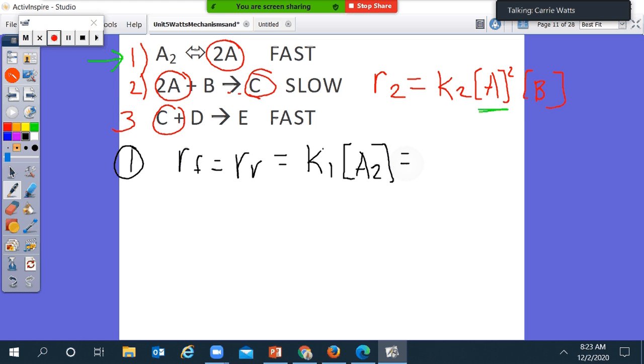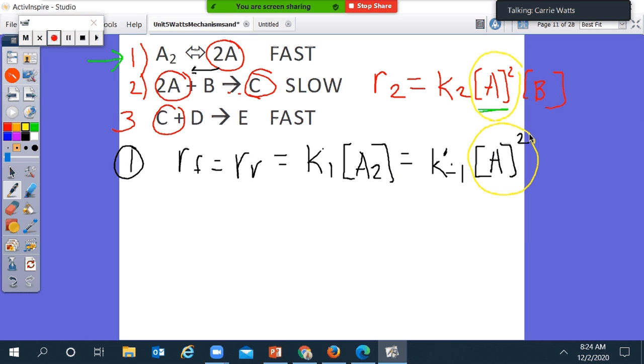And that's going to equal the rate of the reverse, which would be going this direction, which equals, we're going to call the K just the inverse. So we'll call that K negative 1 times A squared. Good news is that we have A squared up here and A squared here, so we don't have to do any square roots or anything. So we can just substitute directly.